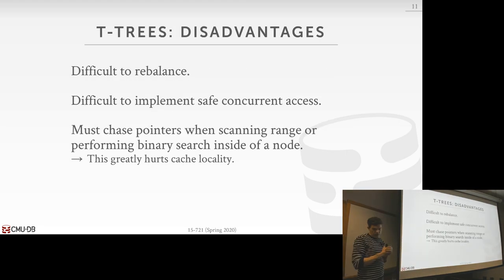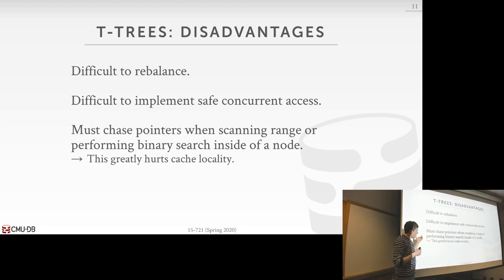All right, so why doesn't anybody use them? Well, I didn't talk about how to maintain this thing and keep it balanced. AVL trees are kind of tricky because you don't really do splits and merges, you have to do rotations. So now I have to take more heavyweight latches on my data structure in order to make significant changes. And that's related to this as well: it's hard to guarantee that all my operations are thread safe.